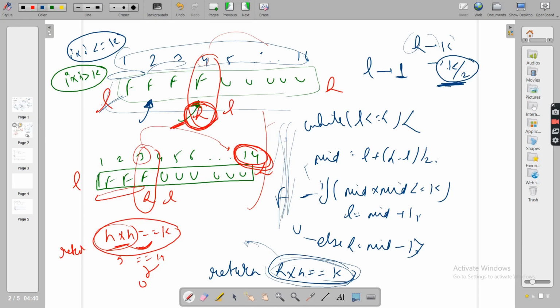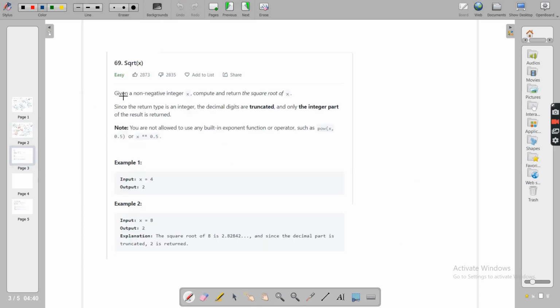Now let's see the other question. In this question, you are given, again, from the question that we solved on a perfect square, it follows a similar sort of thing. Let's say for four, it is a perfect square, so the square root is two.